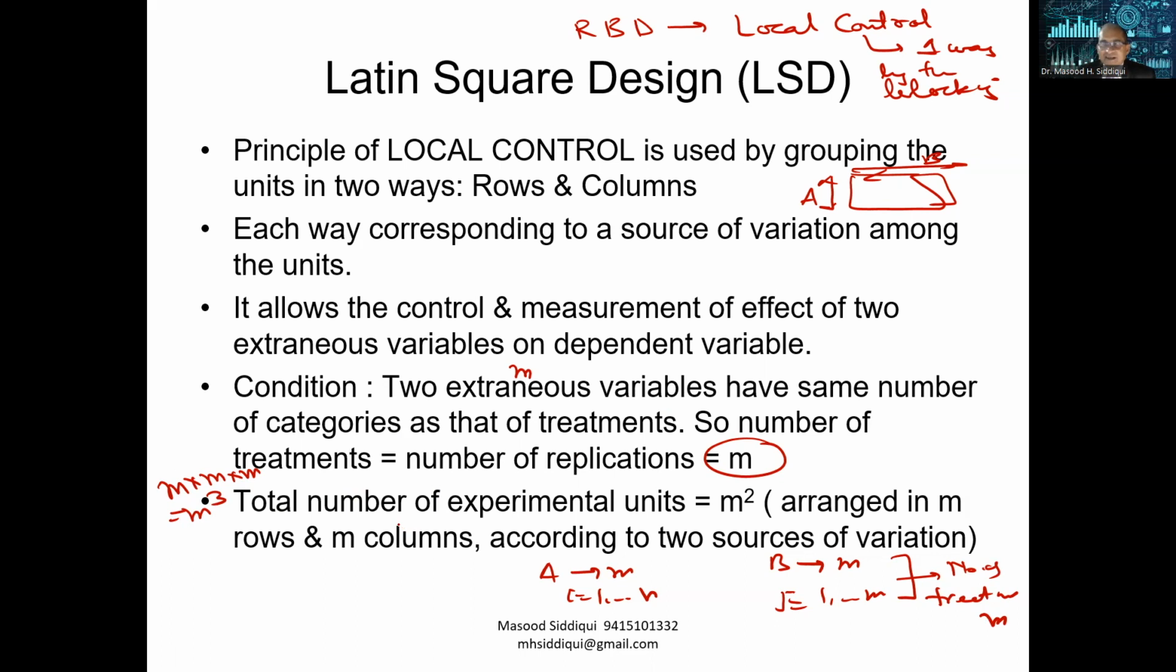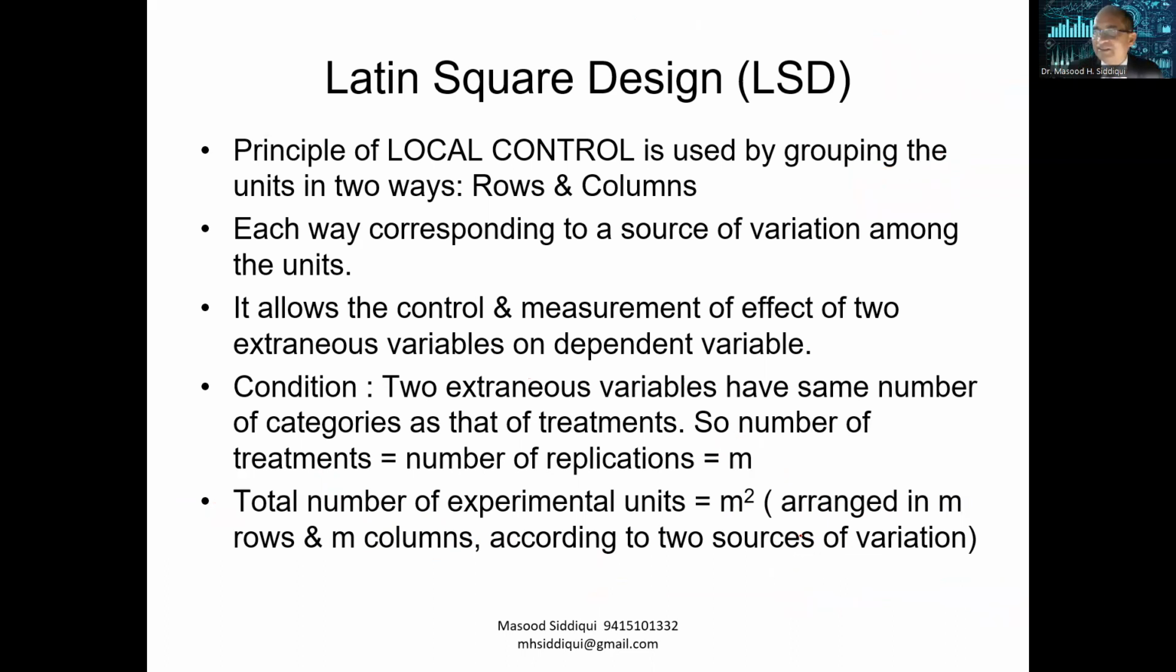But that is the complete concept. Here we use an incomplete three-way layout. So here we consider, under the condition, that the total number of experimental units should be M square. Remember, not M cube. And that is why this is known as incomplete. So the total number of experimental units should be M square only, and they will be arranged in the form of M rows and M columns. I will be showing you according to two sources of variation.